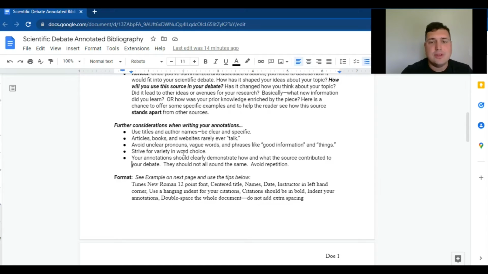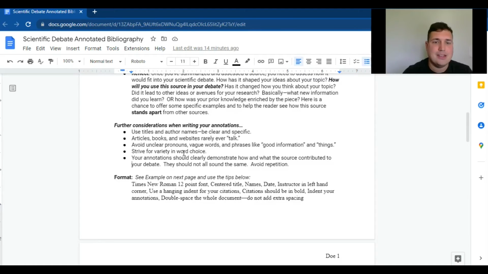Your annotation should clearly demonstrate how and what the source contributed to your debate, because again, we have this authentic purpose of this debate. How is it going to help the debate? Is it going to give you information on the other side? Is it going to help strengthen your cause? And these should not all sound the same. Avoid repetition. They might be the same format, in the same order, because that keeps it consistent, but we have to avoid repetition.